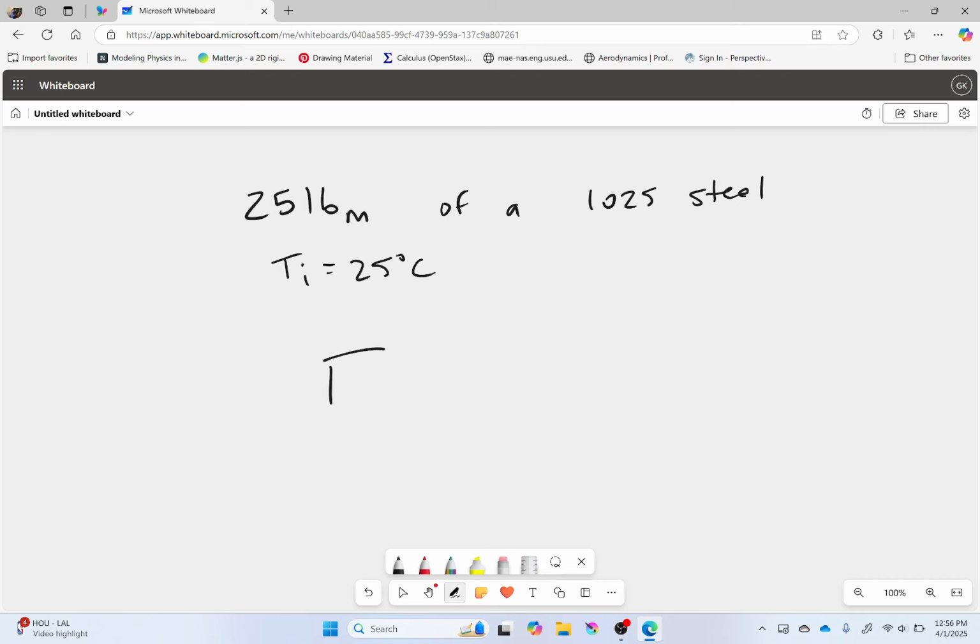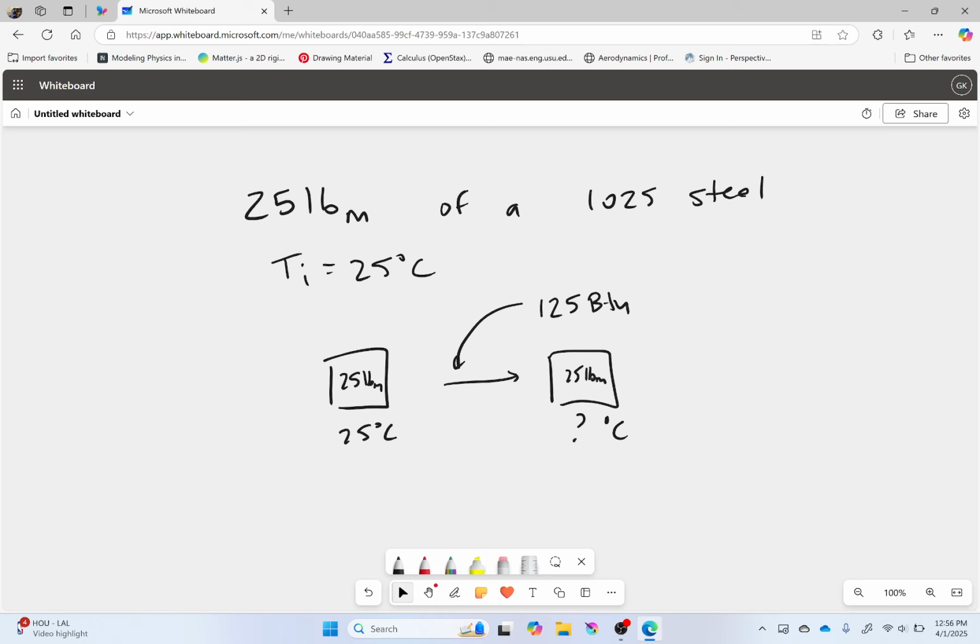Okay, so we have these 25 pound mass right here. We're going to add in some heat. How much? 125 BTUs. And then that's going to give us the same thing, but at a different temperature. So 25 degrees Celsius to start, and we're at some mysterious temperature at the end. Okay.